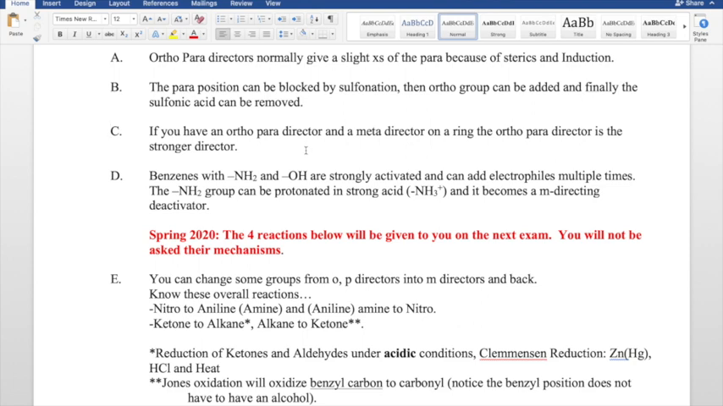And then we're also going to look at, there's a lot of details with this stuff, and I'll just mention it here too. We'll look at when you have an activator like an amine or the alcohol, they're so strongly activating that they might activate the ring multiple times. So we'll look at a couple examples for both of these.